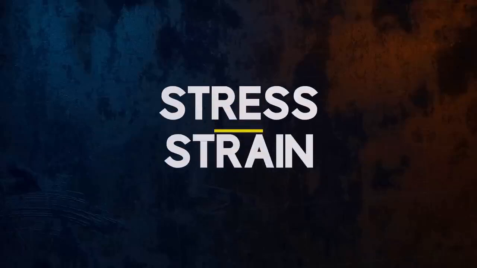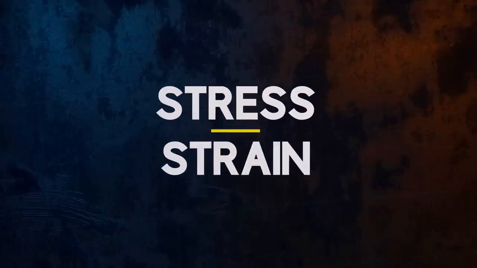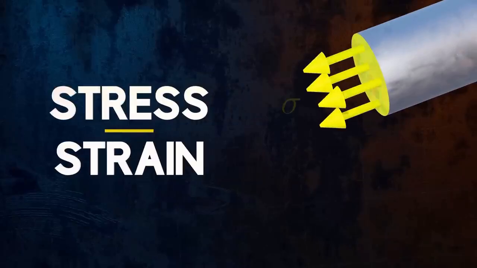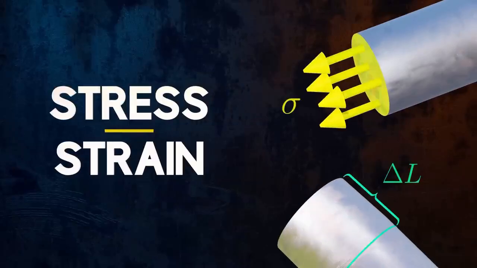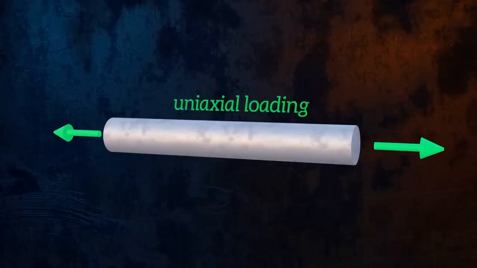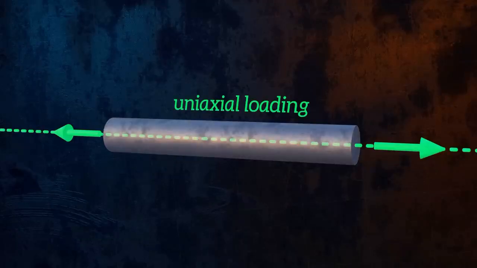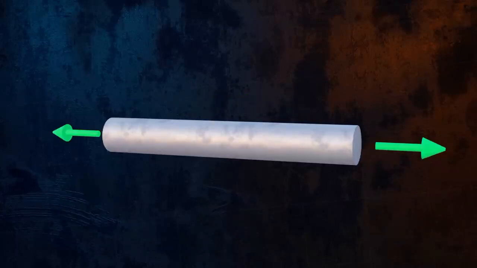Stress and strain are fundamental concepts that are used to describe how a body responds to external loads. In this video, we'll explore these concepts using the simple example of a loaded bar. Here we have a solid metal bar that is loaded by two equal but opposite forces. We refer to this as uniaxial loading, because all of the applied loads are acting along the same axis. The two forces are pulling the bar, causing it to stretch.